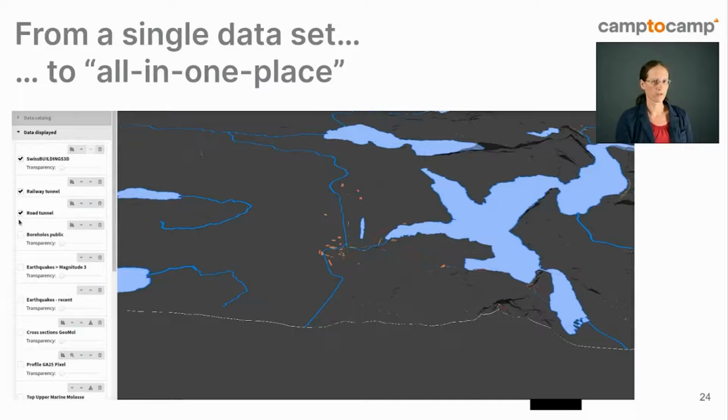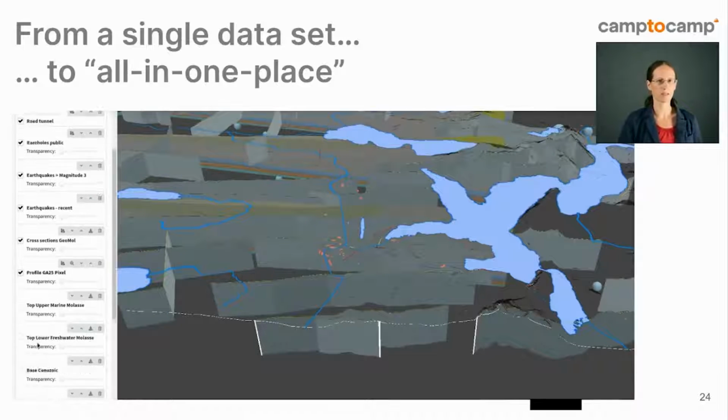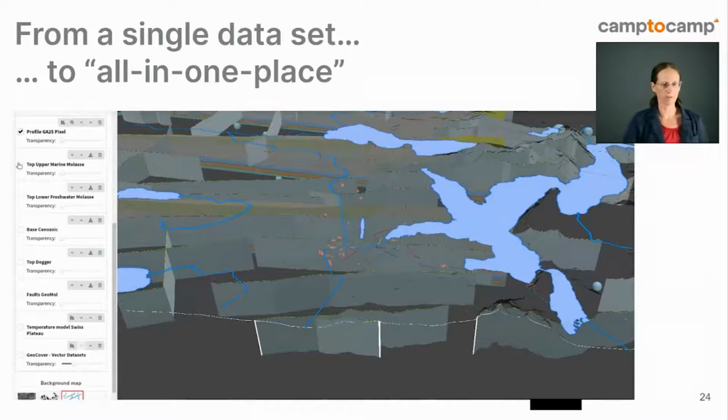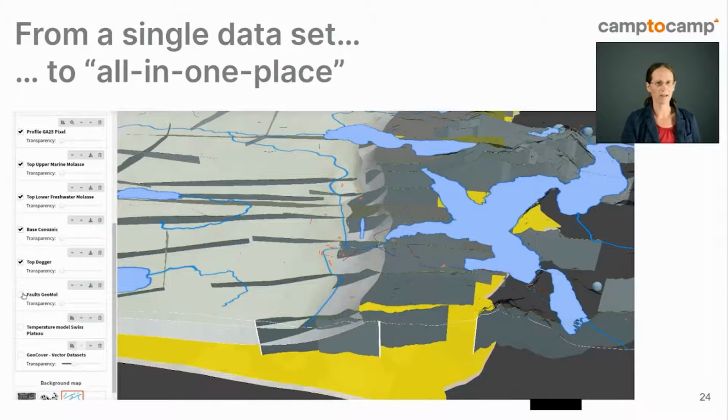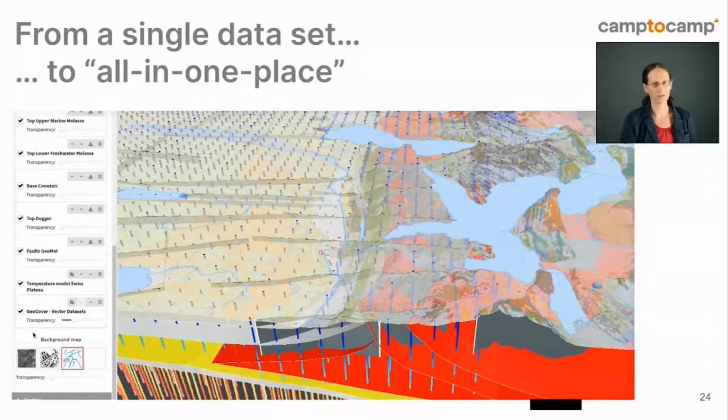We have, of course, a lot of different data, and you can combine it. So here you see lakes and rivers with the buildings, with some cross sections, with some seismic transects, with different geological layers coming in, and then also the faults and some temperature models, as well as some surface geological map. So you can really see and combine a lot of different data and get a really new insight about what you see and what the geological situation might look like at specific places.